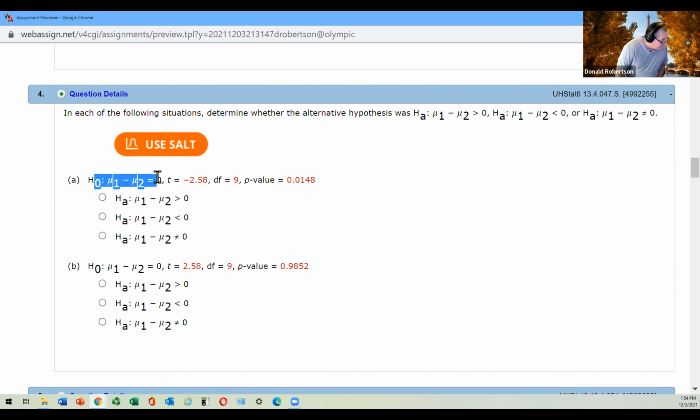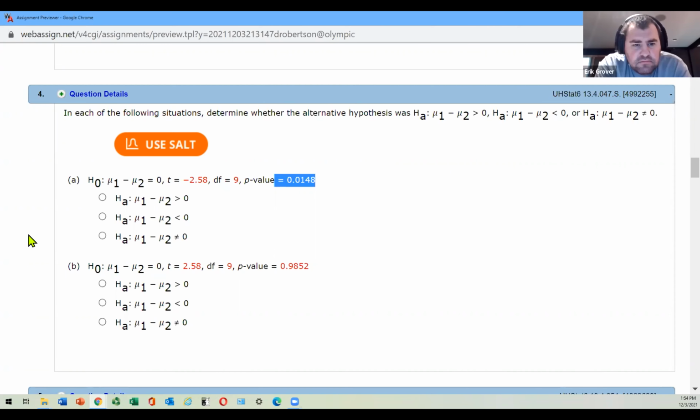The null is obvious. Do you notice that that t-score is negative and then that p-value is very small? Which one of those 3 gives you a negative t-score and at the same time a small p-value? One of those three, and only one of those three would do that. Less than? Correct.